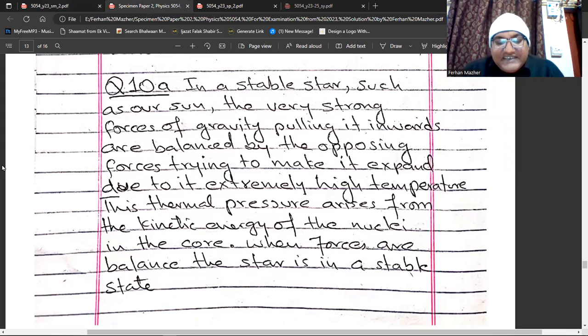In a stable star such as our sun, the very strong forces of gravity pulling it inwards are balanced by the opposing forces trying to make it expand due to its extremely high temperature. This thermal pressure arises from the kinetic energy of the nuclei in the core. When the forces are balanced, the star is in a stable state, which may last for up to 10 billion years, during which time most of the hydrogen in the core is converted to helium. So I hope you understand.